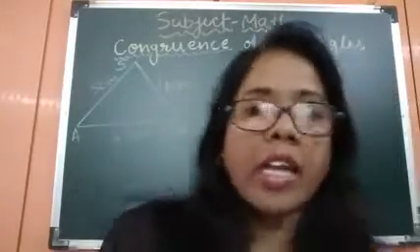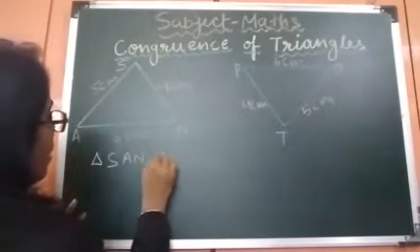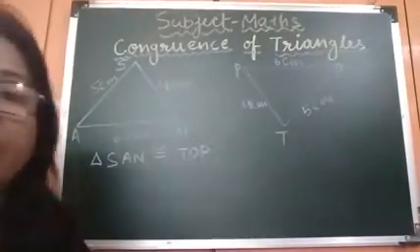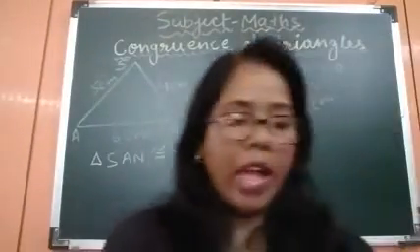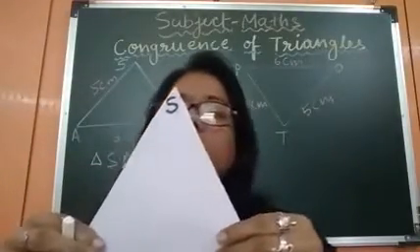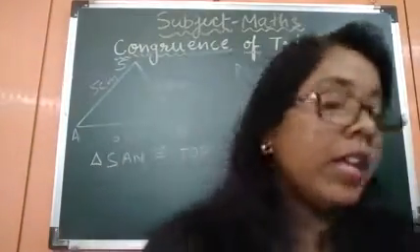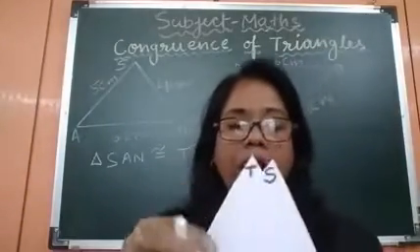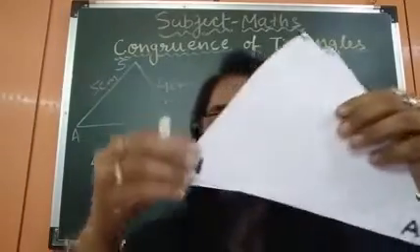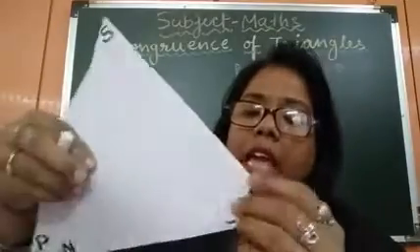So these two triangles, triangle SAN and triangle TOP, are called congruent triangles. Why? Because when we put one over the other, the triangle completely covers the first one. Now see, when we do it, we can see that vertex S falls on T, vertex N falls on P, and vertex A falls on O.